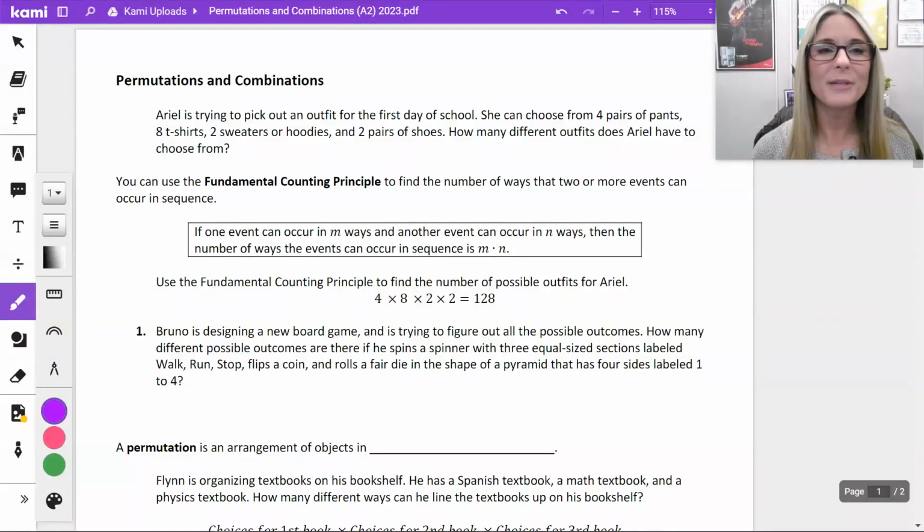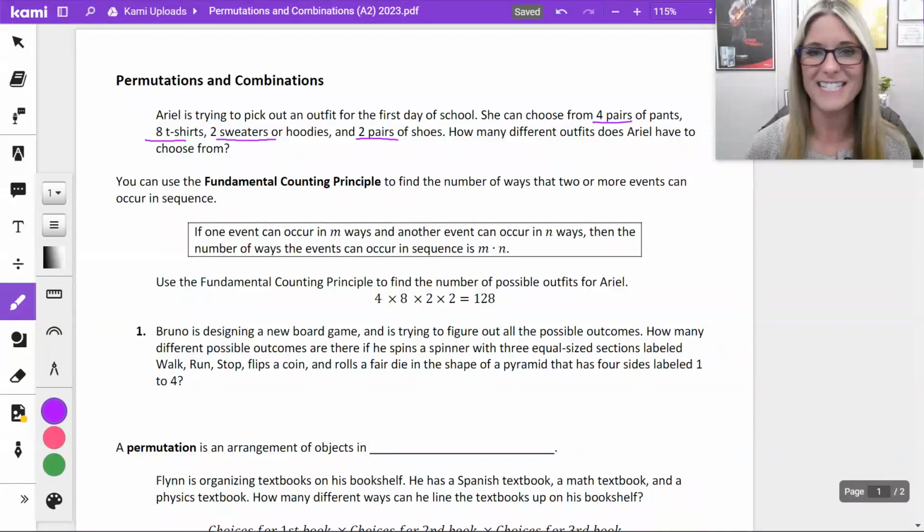Today's lesson is permutations and combinations. We're going to start off with an example of Ariel is trying to pick out an outfit for the first day of school. She can choose from 4 pairs of pants, 8 t-shirts, 2 sweaters or hoodies, and 2 pairs of shoes. How many different outfits does Ariel have to choose from?